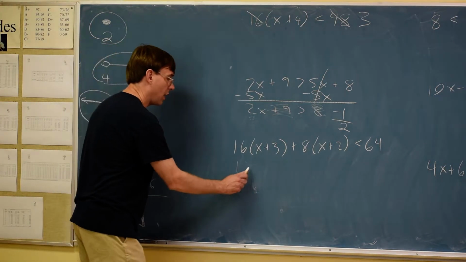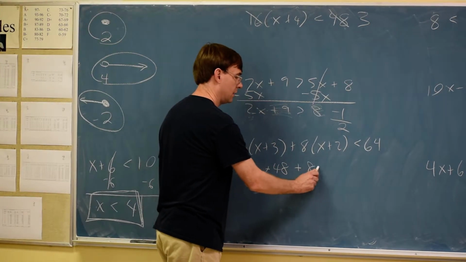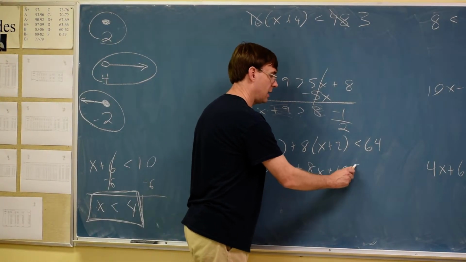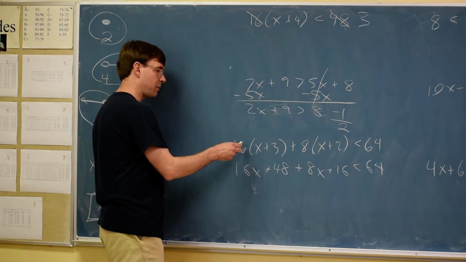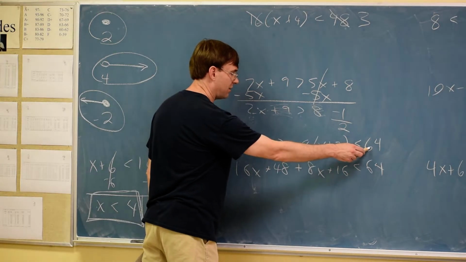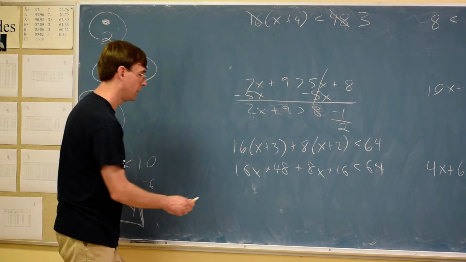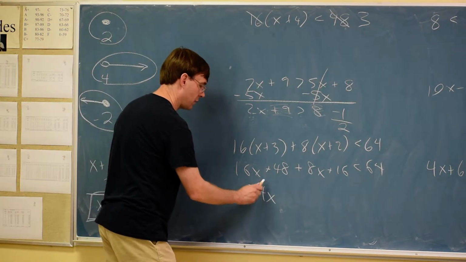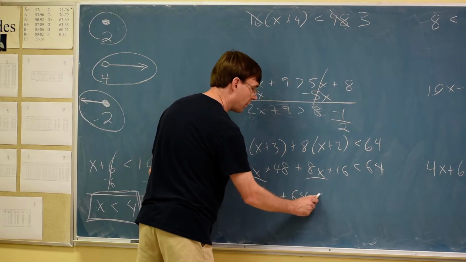For 9, we have a lot of distributing to do. 16x plus 48, and 8x plus 16, 64. You can't shortcut this by dividing 16 into 64 because the other stuff like the 8 is messing up that trick. Combine like terms, we get 24x from those, 64 from the numbers.